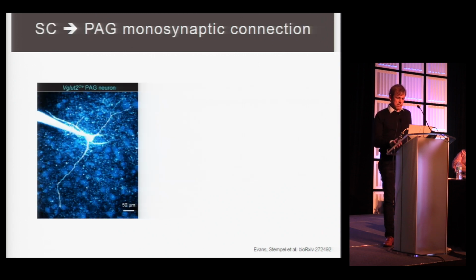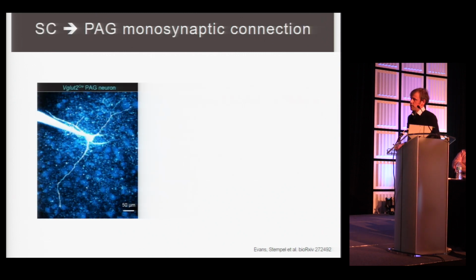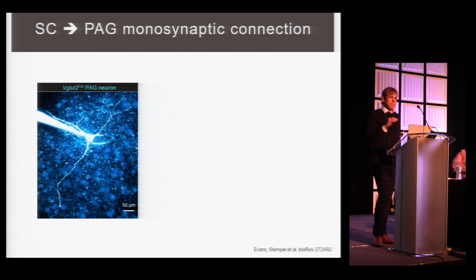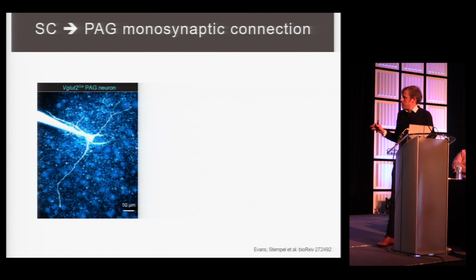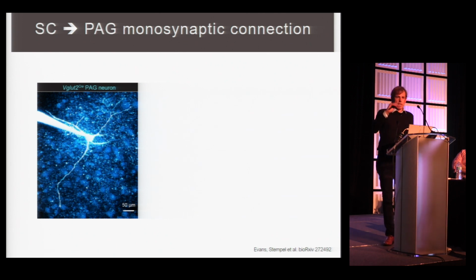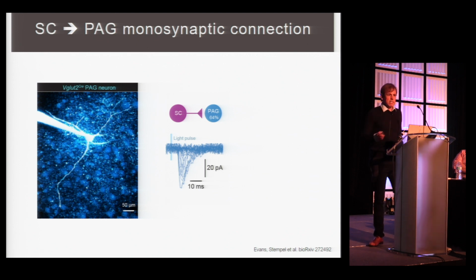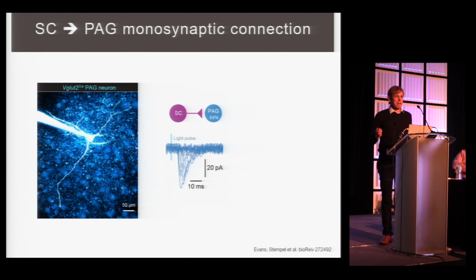Now, it seems that there is a connection, so what are the properties of this connection? In order to test this, we performed whole cell recordings in acute slices of the midbrain, where we record from excitatory neurons in the periaqueductal gray, and we express channelrhodopsin in the superior colliculus, and then we activate inputs from the superior colliculus with full field illumination. And we find connections in more than 60% of the cells. However, these connections are very weak and fail a lot.